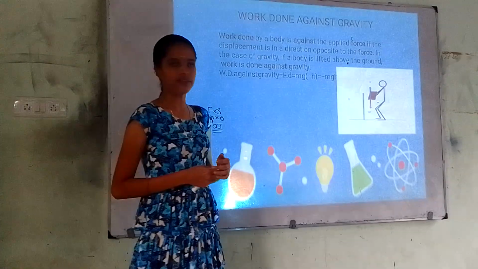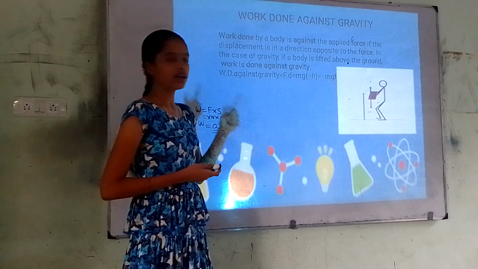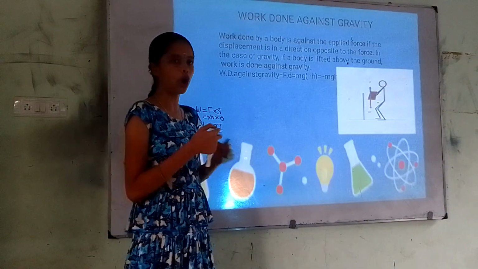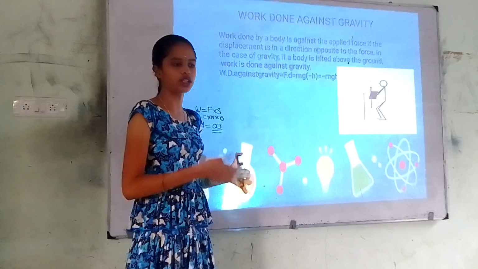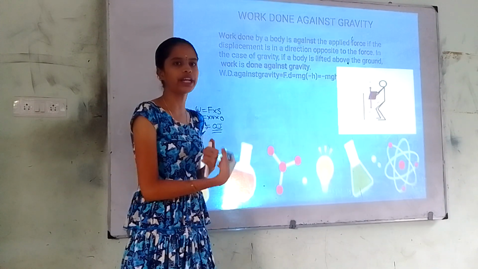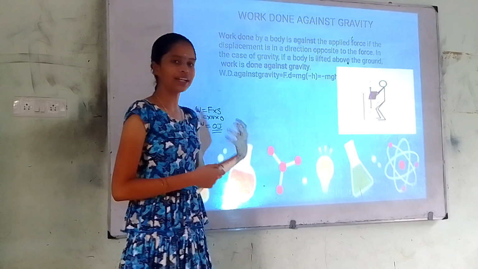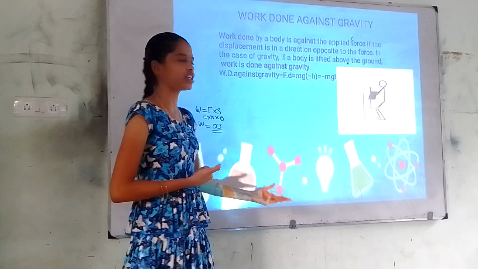Work done against gravity. Work done by a body is against the applied force if the displacement is in a direction opposite to the force. In the case of gravity, if a body is lifted above the ground, there is a force which is pulling the body in the downward direction. So we are applying the force against the gravitational force.